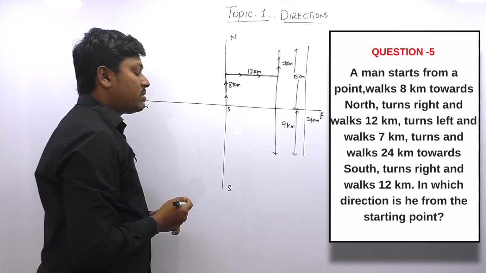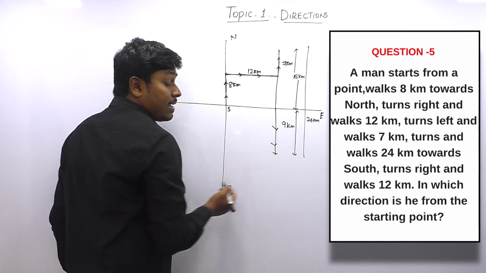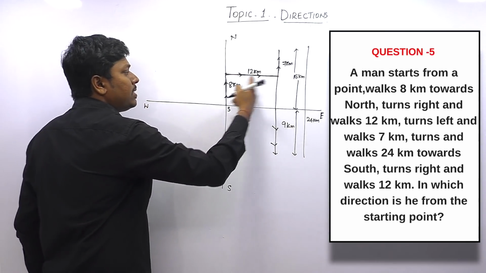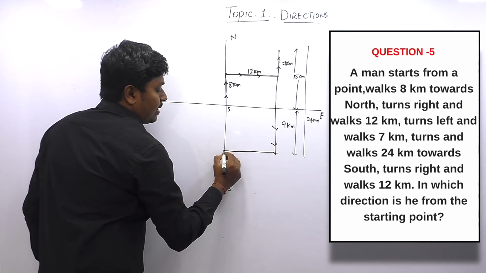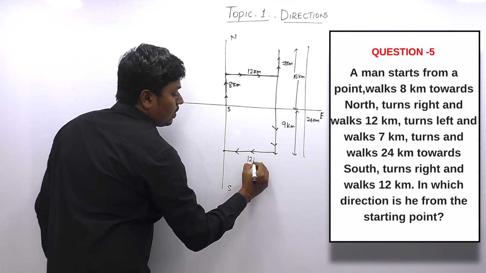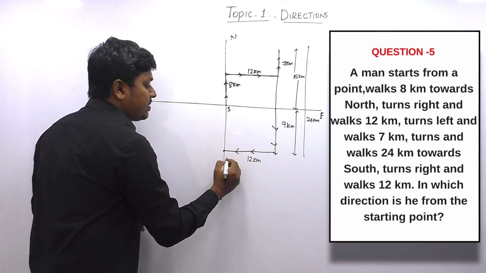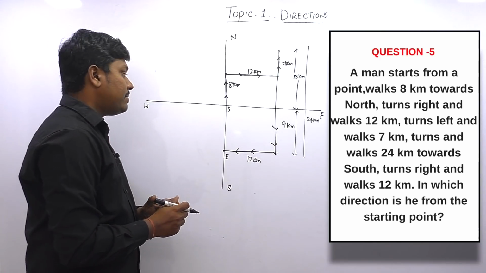Turns right and walks 12 kilometers. So from this point he is turning right. So if he is walking in this direction, the right hand side will be this side and he is walking 12 kilometers. We already know that this parallel line is also 12. So we can say he will end up at this point. So this will also be 12 kilometers. So this will be the ending point and this will be the starting point. And what the question says, in which direction is E from the starting point?